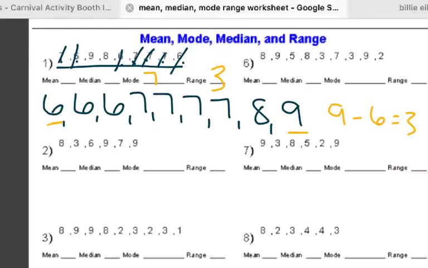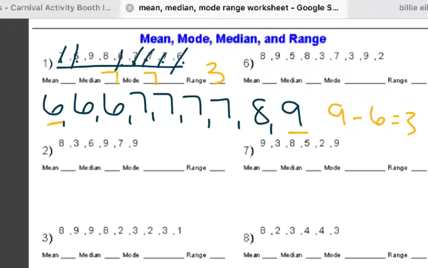So the median is the middle. So here's how you do this. You cross out, cross out, going front, back, front, back, until there's one number in the middle, and that would be 7. So my range is 3, my median was 7.